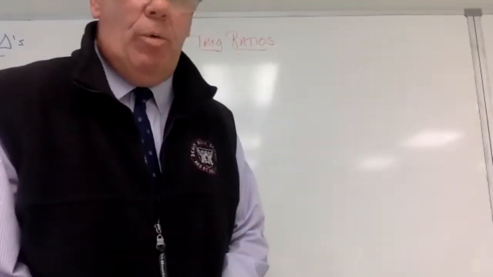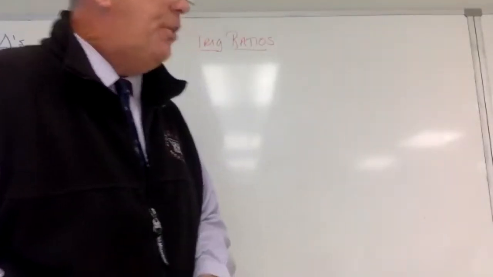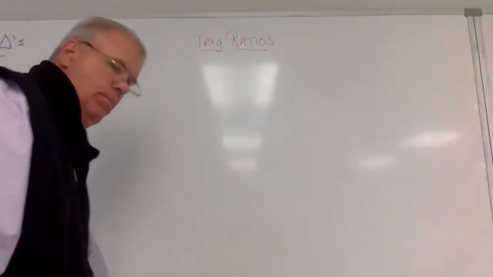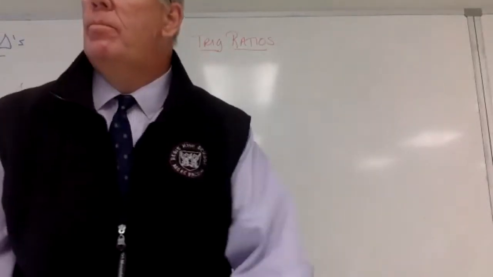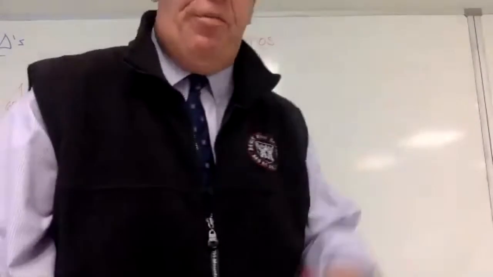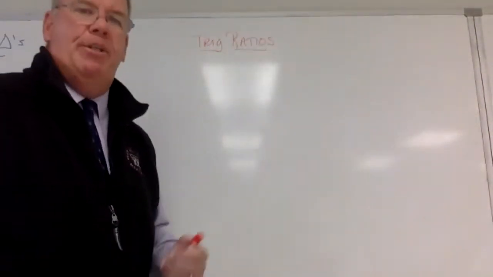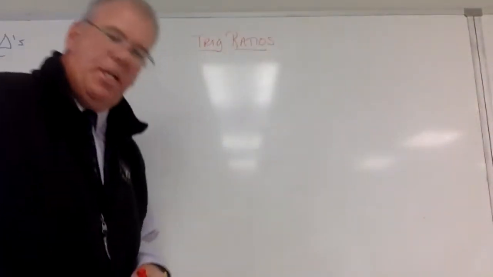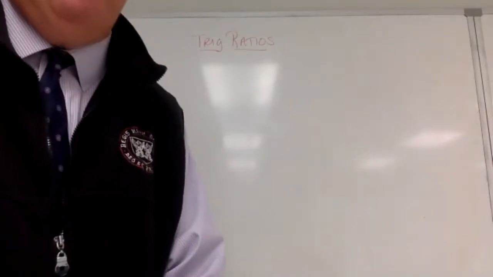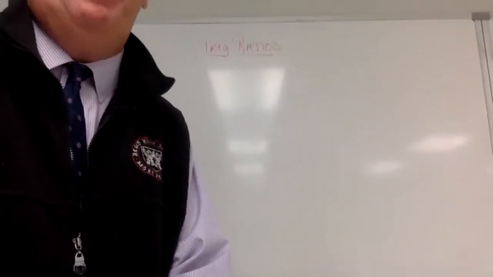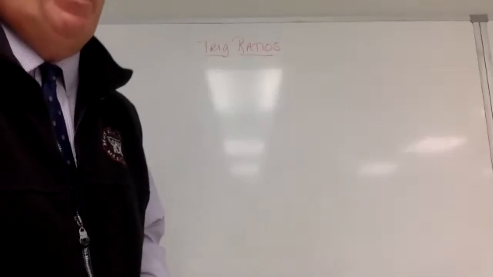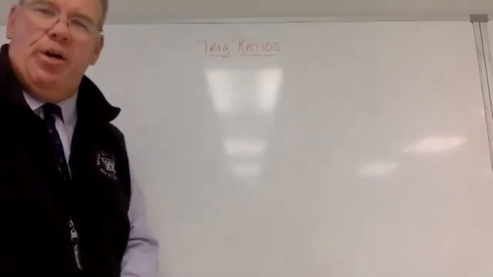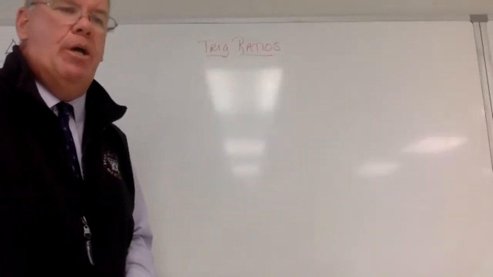Not only does it only work with right triangles, what do you have to know? You have to know 2 of the 3 sides. So what happens if you don't know 2 of the 3 sides? What can't you use? You can't use the Pythagorean theorem. So what else can we use? Sine, cosine, tangent. Trig ratios. Very good.